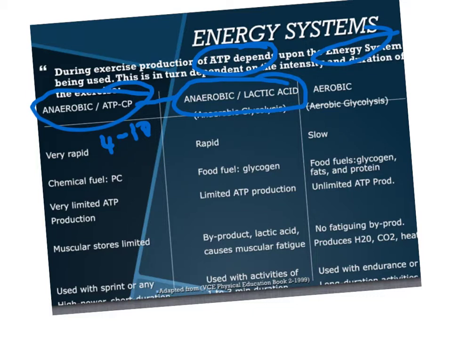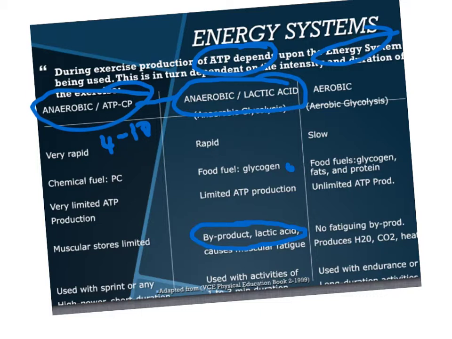Moving on from that, we've got the anaerobic lactic acid system, and again it's without oxygen. The fuel source is the glycogen stored within the muscle, and the byproduct of that is lactic acid, that burning sensation, and this causes muscular fatigue.